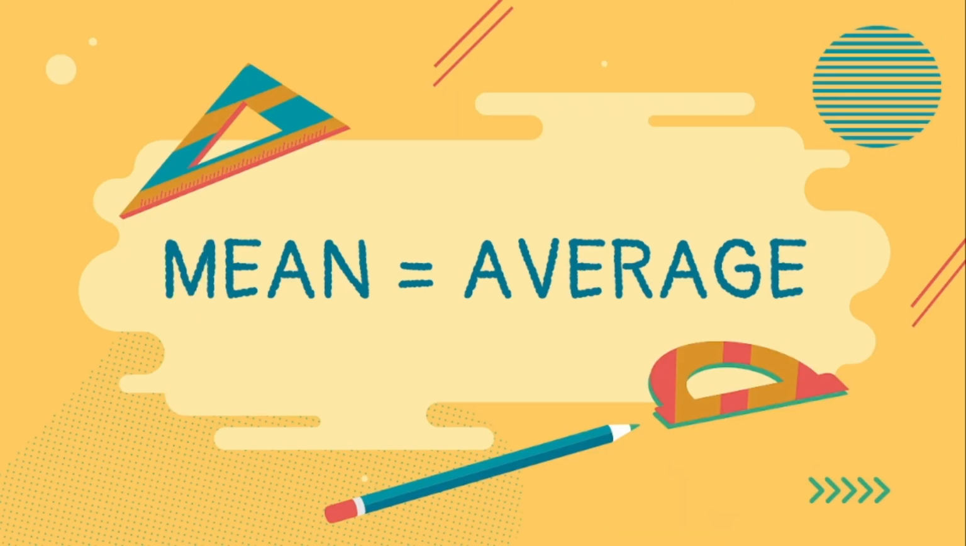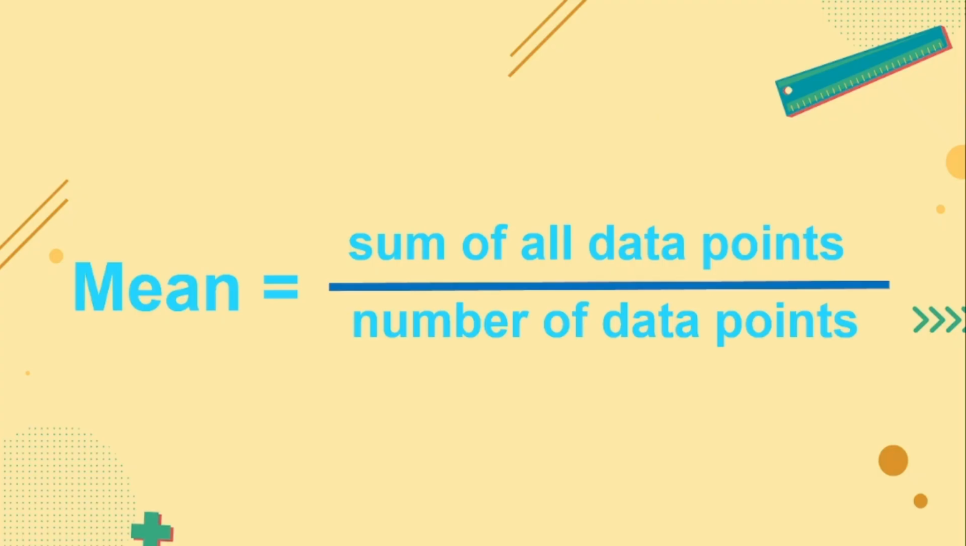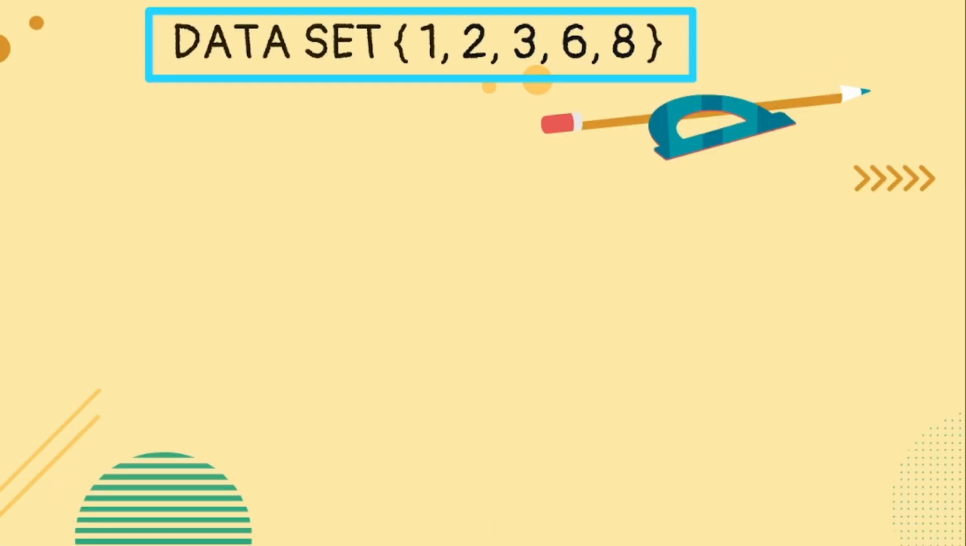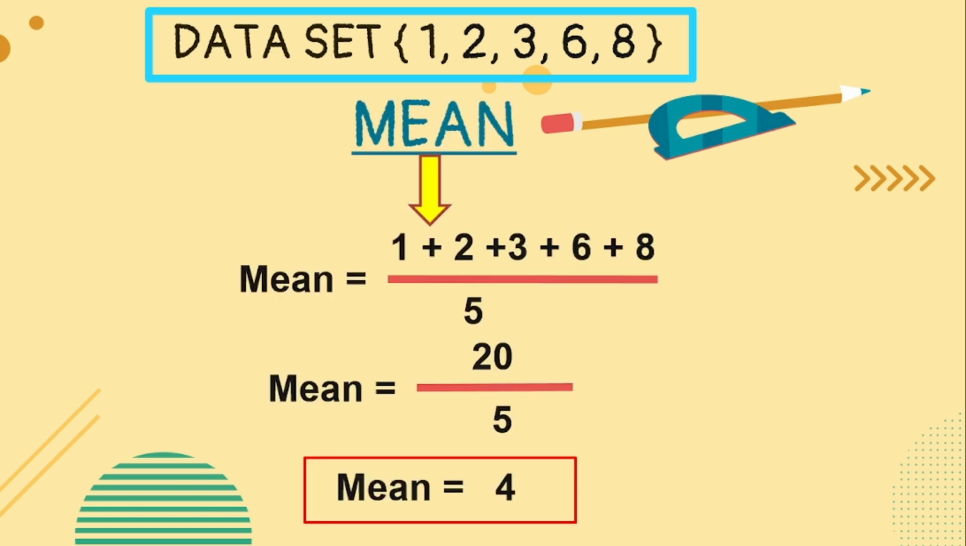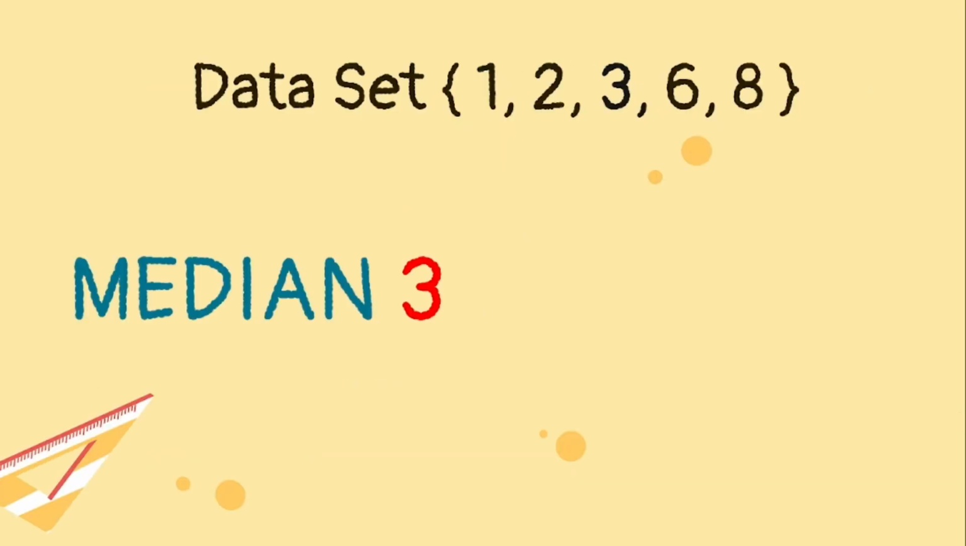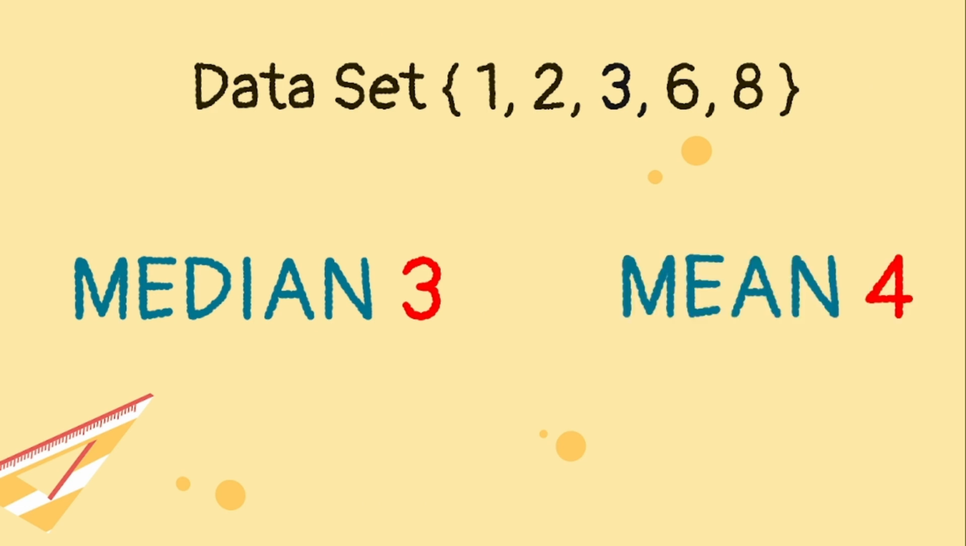Well, the mean is the average. The mean can be calculated by dividing the sum of all of the data points by the number of the data points. So the mean of the dataset is 4. So for this set, the median is 3, but the mean is 4.